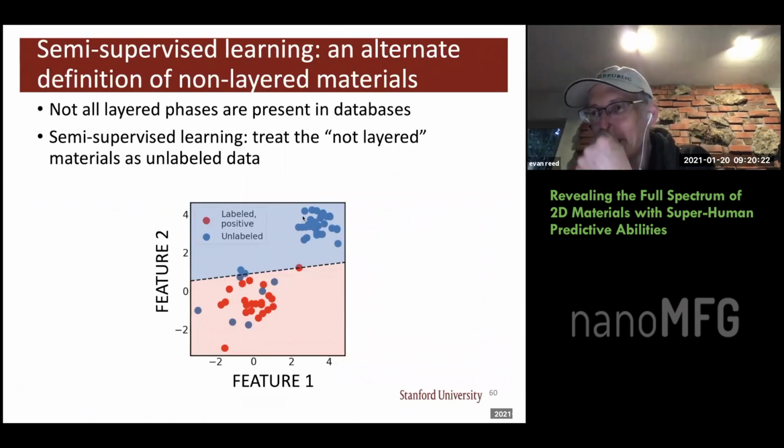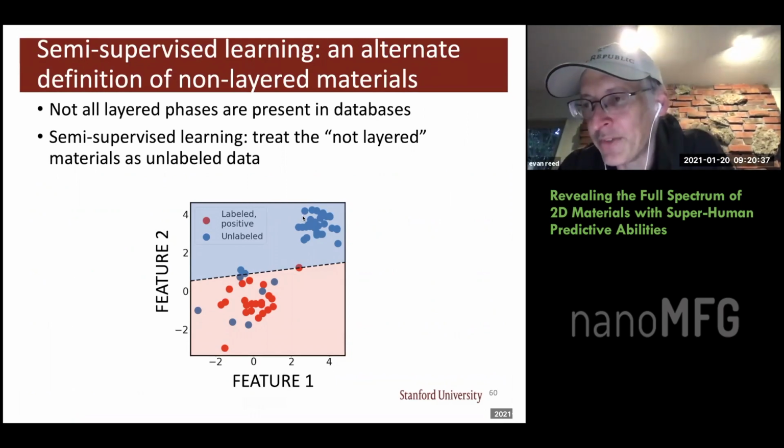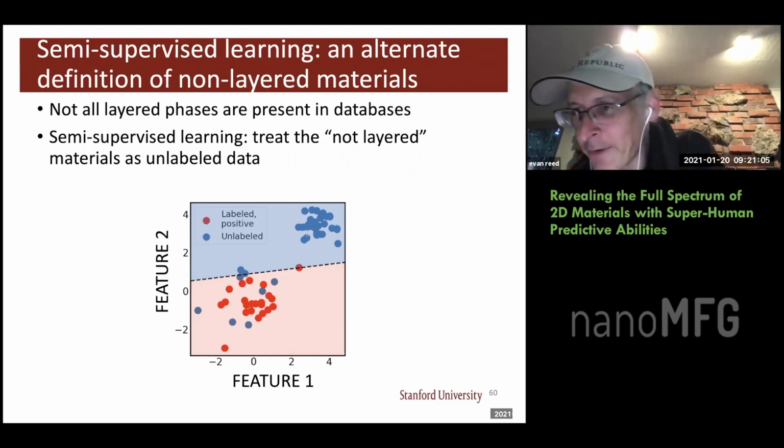But let's now consider how important our choice of negative examples is in a different way. So let's suppose now that we don't just assume that everything in the ICSD that lacks a layered phase is not synthesizable as a layered material. Let's try to be a little bit more nuanced about this. And so we've approached this also using semi-supervised learning, which is useful in cases where you have a data set where some of the data have labels where we're confident there's a layered phase, and the other set is unlabeled. So there's some uncertainty about whether it's layered or not.